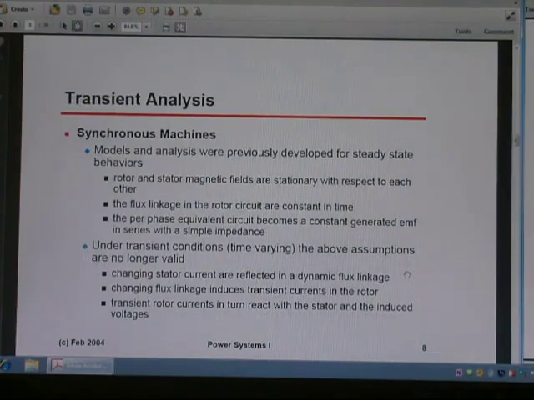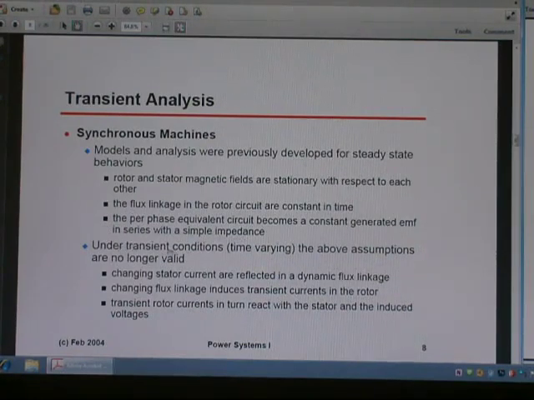And then we're talking about the transient analysis of synchronous machines. Model analyses were previously developed for steady-state behavior. Rotor and stator magnetic fields are stationary with respect to each other. The flux linkages in the rotor circuit are constant in time. The per-phase equivalent circuit becomes a constant generated electromotive force in series with a simple impedance.